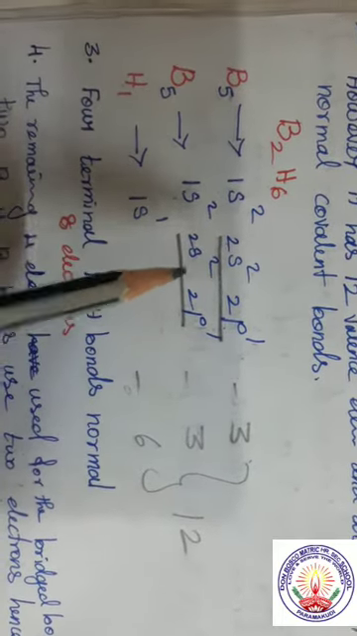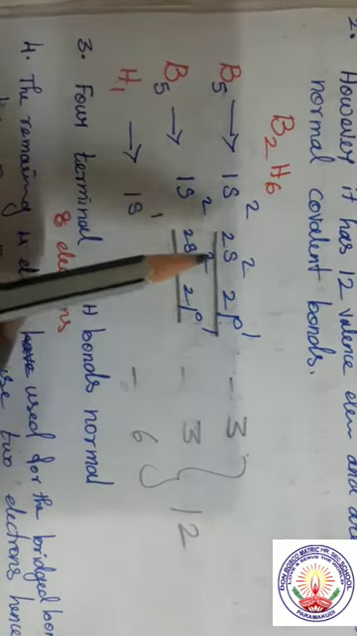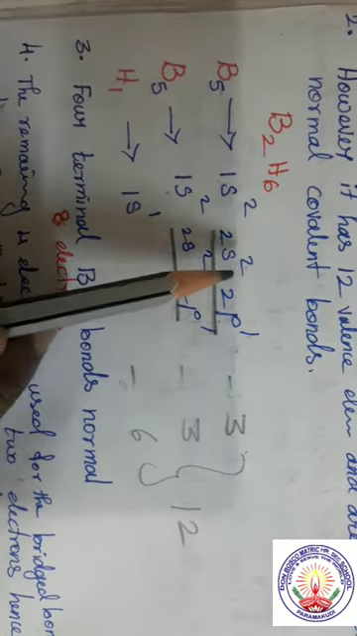So, which are the valence electrons? The last orbitals. How many electrons do they have? Here 2 plus 1, 3. So, in one boron they have 3 valence electrons. In the other boron they have 3 valence electrons. Then we have H6, and each hydrogen has 1 electron. So, 6 hydrogens. All together we get 12 valence electrons.